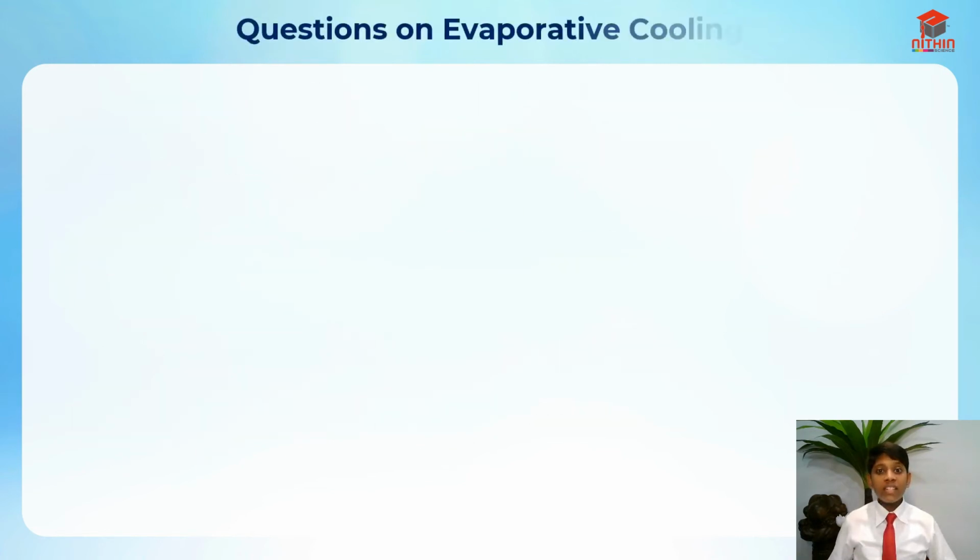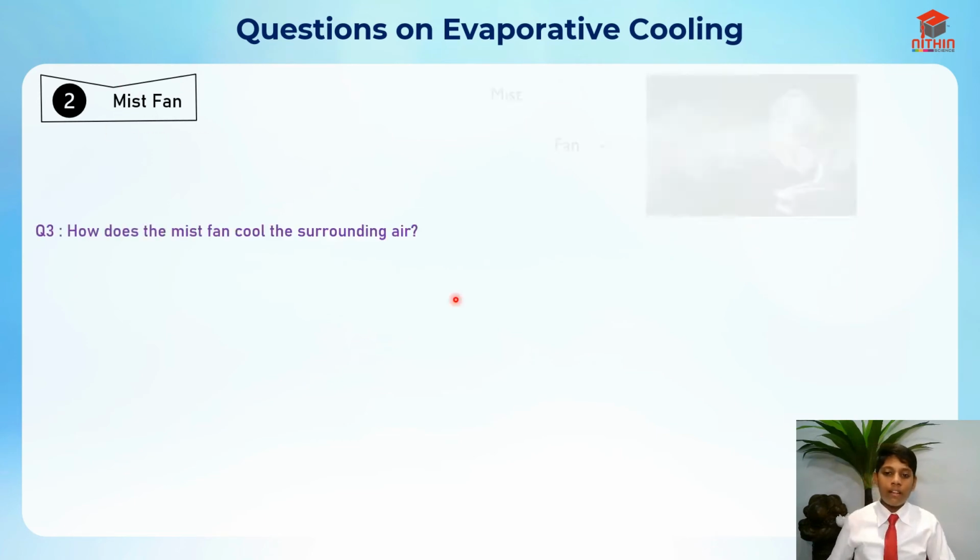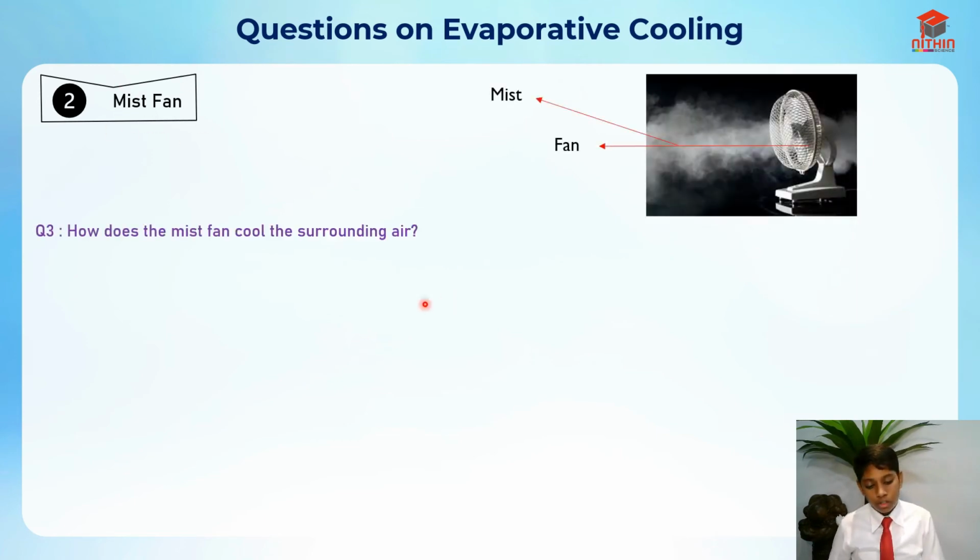Okay, the second type of question is the mist fan question. Let's take a look at the question. So this is the question: how does the mist fan cool the surrounding air? Okay, so this is the mist fan. The fan actually blows the wind, right? And this wind actually disperses the mist that comes from the fan. So this is how the mist fan works. Okay, so let's take a look at the answer.